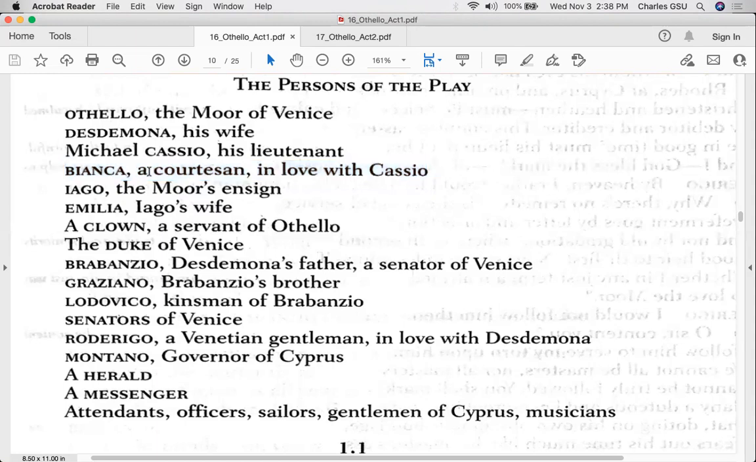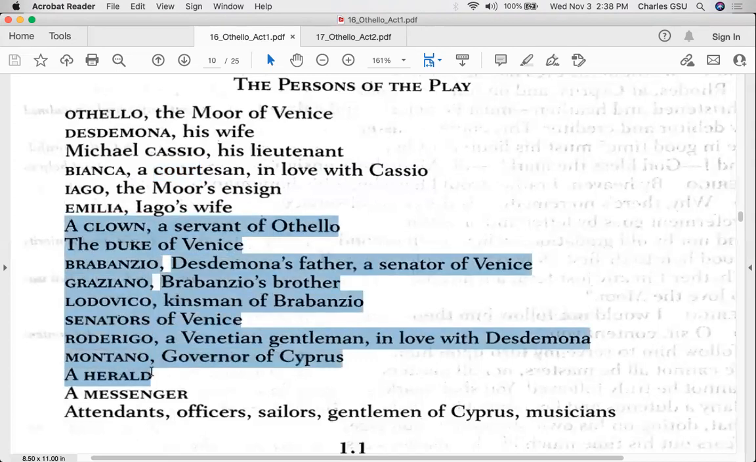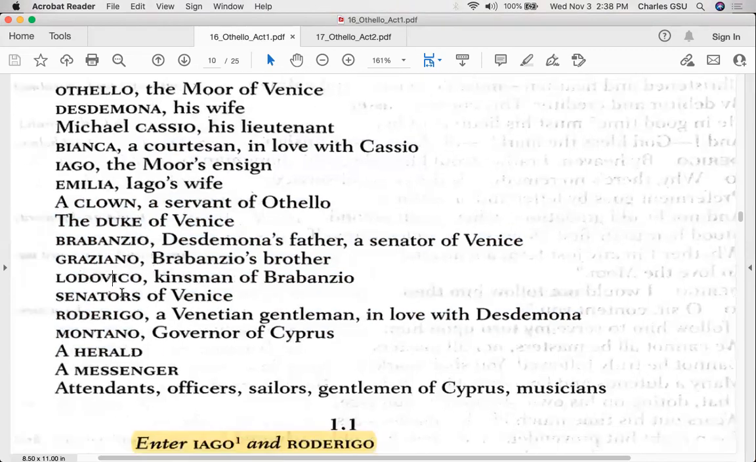And notice the word itself, courtesan, it means that she had access to men of wealth and power in the court, in the kind of close realm of the monarchy. And other characters that I will explain as they appear.